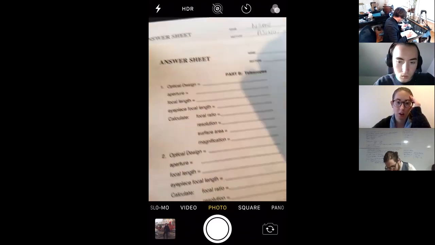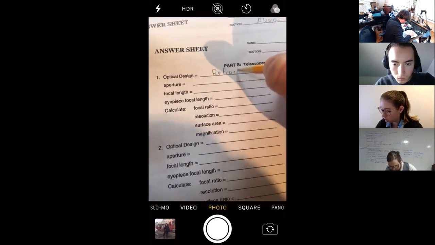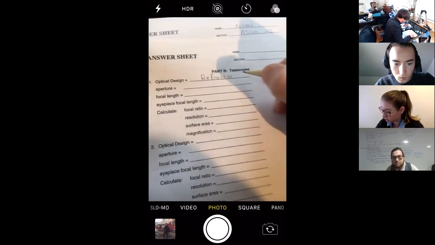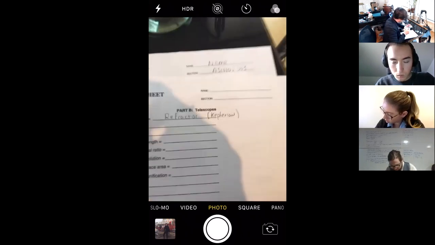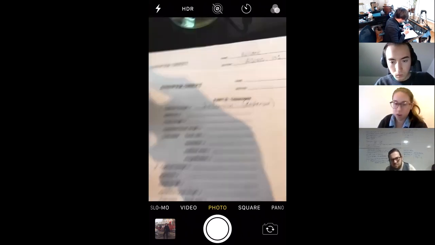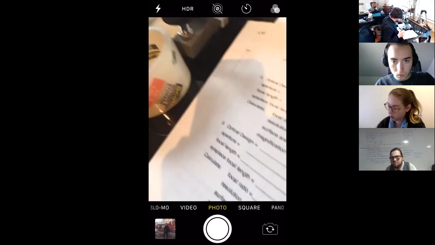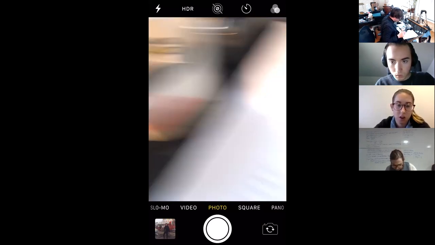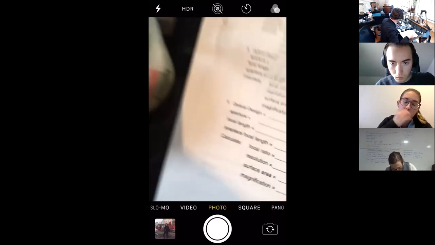Okay, so the optical design of our telescope is going to be called a refractor. And this isn't any type of refractor, this is a Keplerian refractor, because Johannes Kepler invented this type of telescope, believe it or not. The aperture is the diameter of my lens. So let's measure that out. Aperture is a fancy word for opening, or it's the hole through which the telescope light comes through.